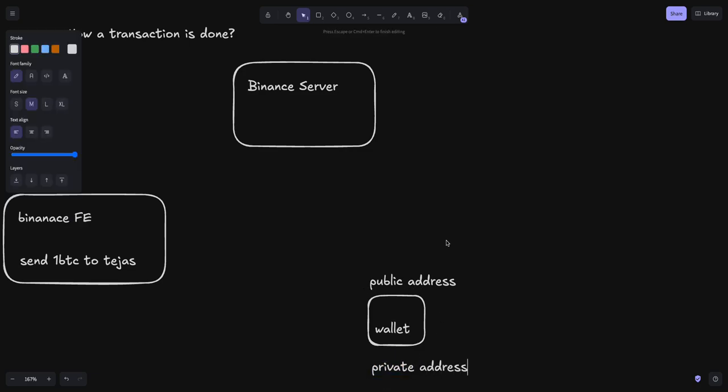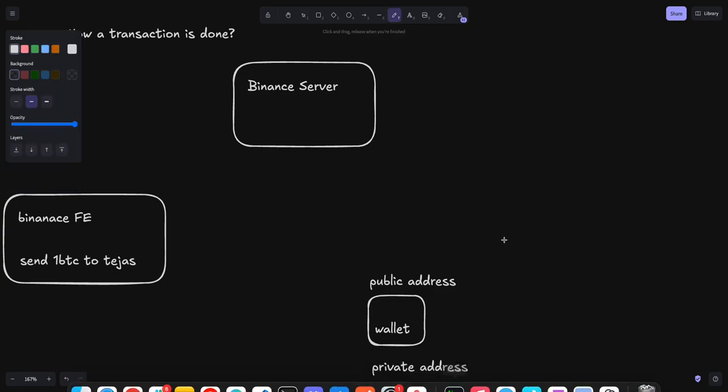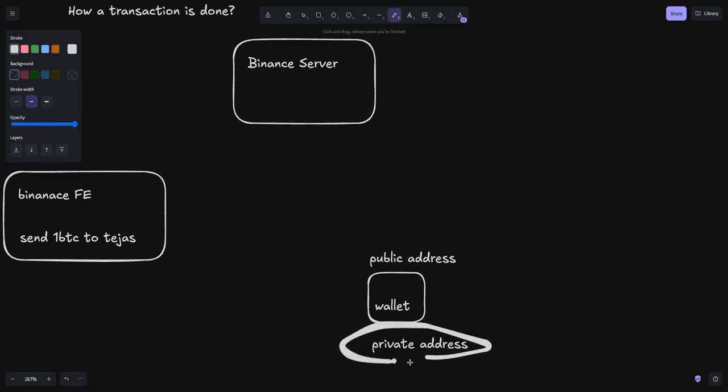What if you own this? If you own this, with the help of this private address you can do a transaction and send money. But you need a way to link to this wallet so that people can only send money to you, not send money out of your wallet. So for this, this public address is created.